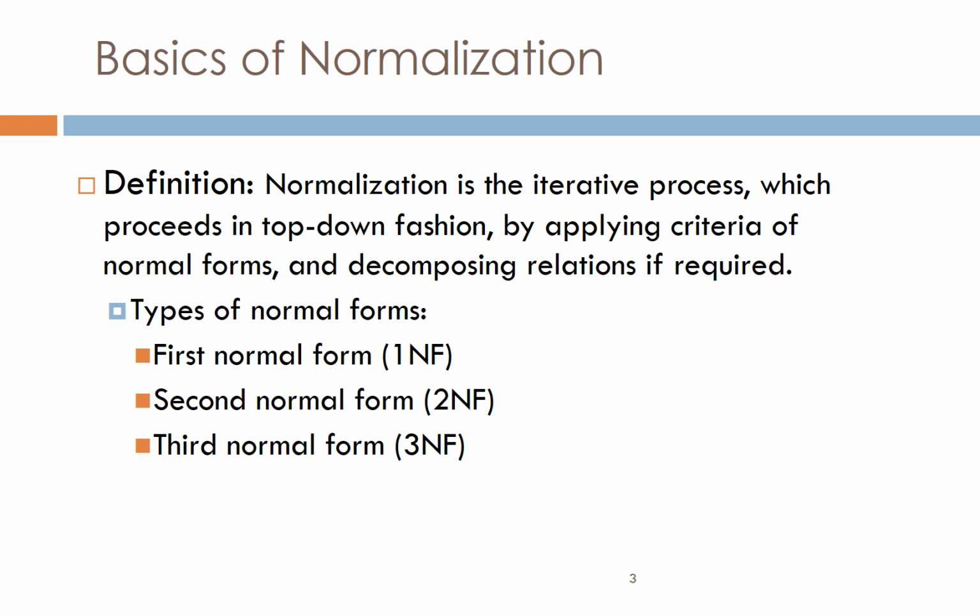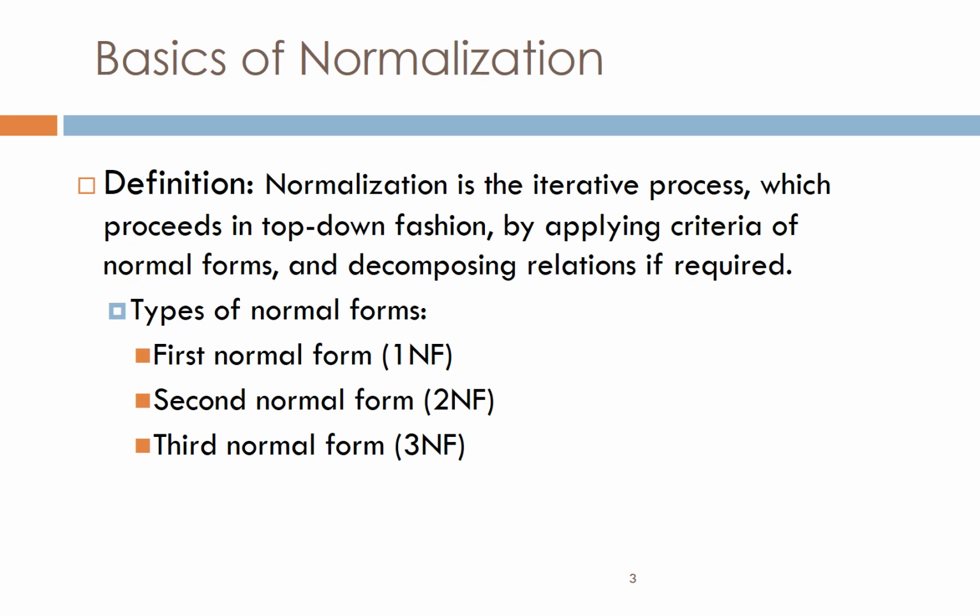So in our programming and in database we design such things in top-down or bottom-up scenario. So here in this normalization process, the process proceeds in a top to bottom direction, and by applying criteria of normal forms, each of the normal forms has its own rules. So to go ahead with the normal forms, you have to apply different criteria, or we can say rules, and if necessary then you have to decompose the relations. So this is the normalization.